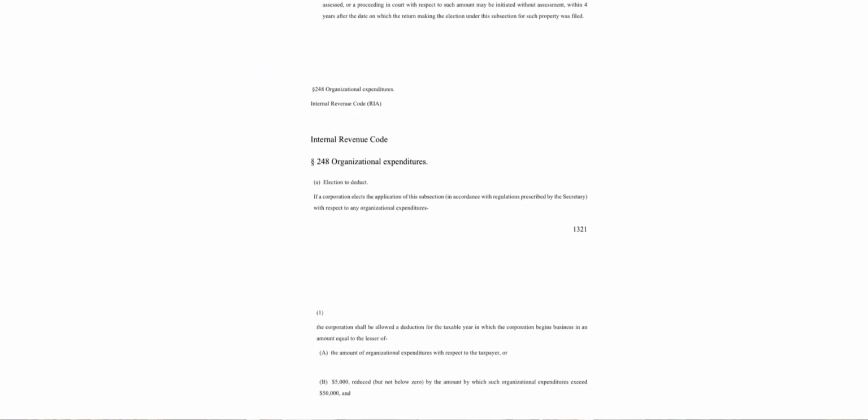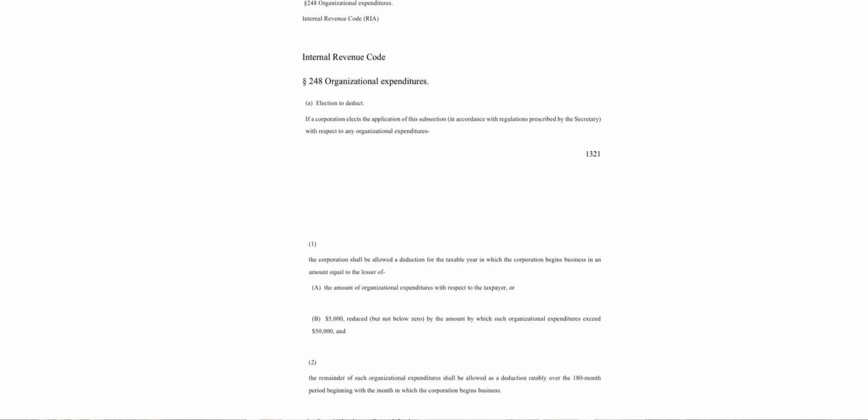So we read section 248, organizational expenditures, election to deduct. If a corporation elects the application of this section, so it's an election, that's important to note. That's one thing, that's a tax theme. Not one that I really stressed, but there's certain code sections you have to elect. So you have to elect into it, unless you don't want the section to apply, and then you wouldn't elect. If a corporation elects, so we have a corporation, right? That's our corporation, red.